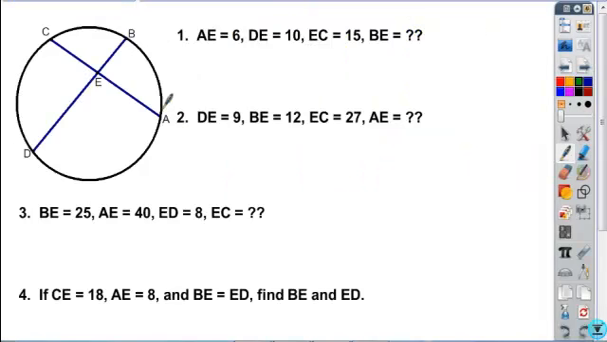So let's take a look at some examples. In this first instance, if you have two chords that intersect, then the segments cut off by that intersection have products that are equal. So AE is 6, DE, this length here, is 10, EC is 15, and we want to find BE, so I'll call that X. You can set up an equation: the product of the segments cut off on one chord, 10 times X, will equal the product of the segments cut off on the other chord, 15 times 6.